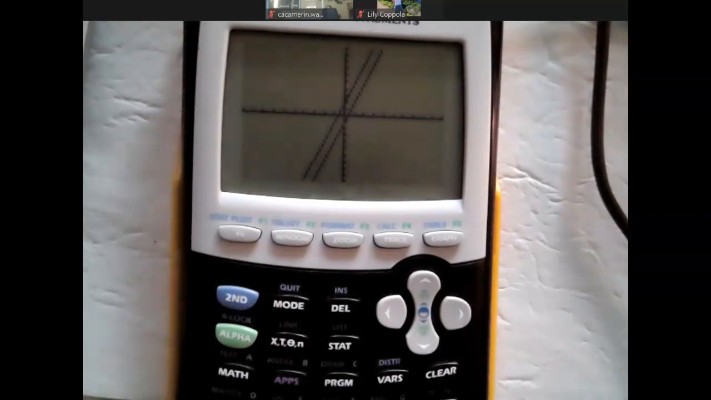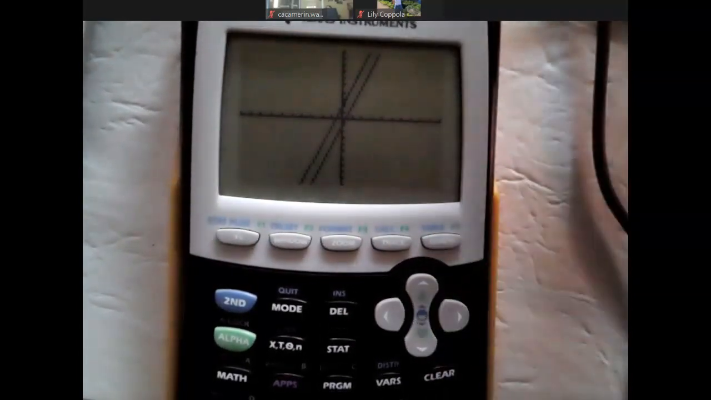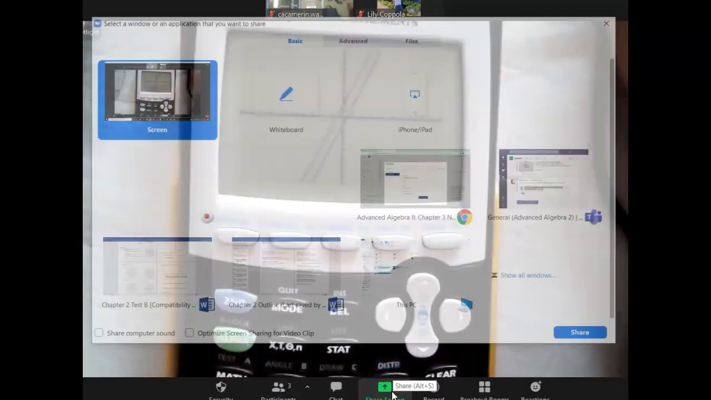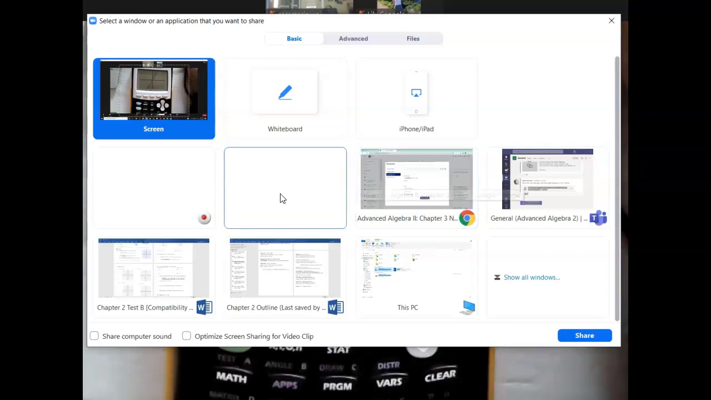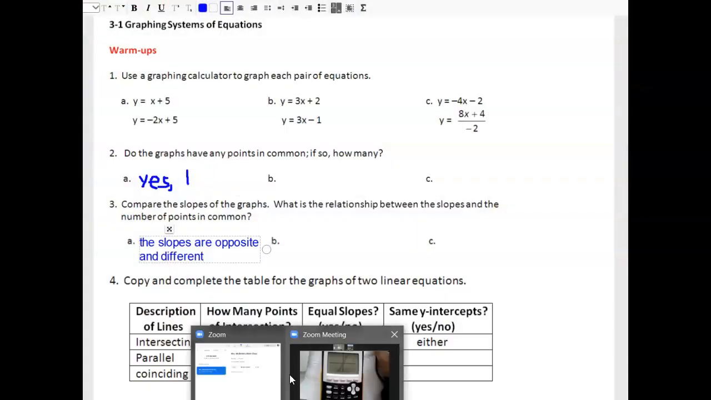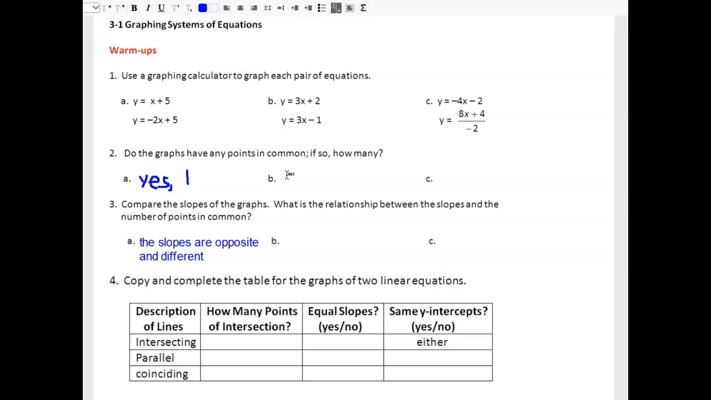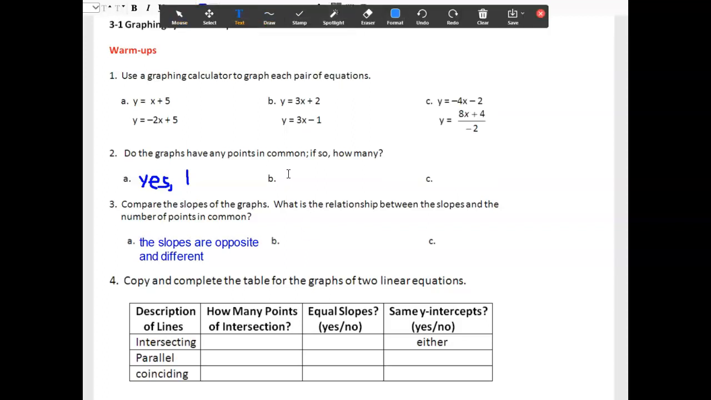Now this time when we look at our graphs, what we should notice is that this line and this line never touch each other. So if we go back to our question, it asks us how many points do they have in common? In this case, the number of points they have in common is 0. So do they have any points in common? The answer is no. And what is the relationship between the slopes and the number of points? Well, in this case, the slope is the same.